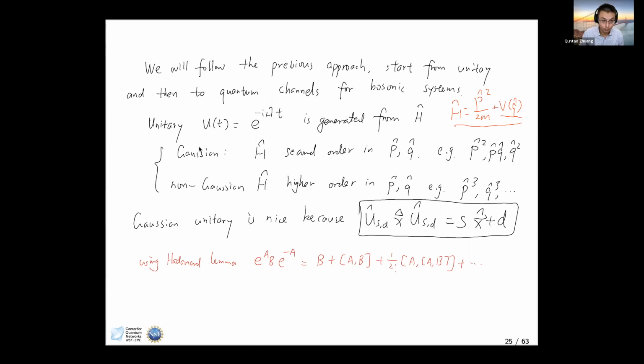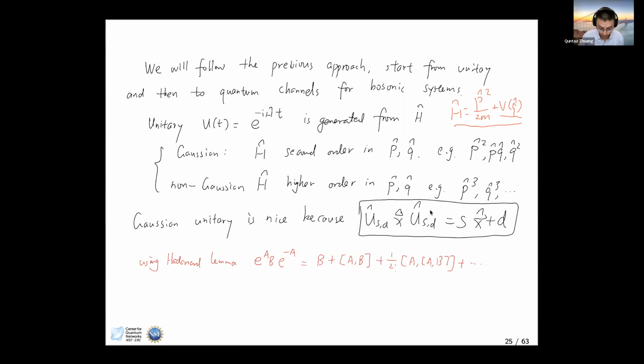So what we call Gaussian are those polynomials of order lower than or equal to 2, meaning that if you have a Hamiltonian generated by P squared, Q squared, and their multiplication PQ or QP, and no higher order terms, then it's called a Gaussian unitary. And non-Gaussian unitaries will be anything that is higher order in P and Q, like P squared Q squared, P cubed, Q cubed. And Gaussian unitary is nice because, as we are going to explain in a few slides, mathematically, Gaussian operations are just coordinate transforms of these vectors, vector operations. So for now, let's just take this for granted. Later, we will explain why.